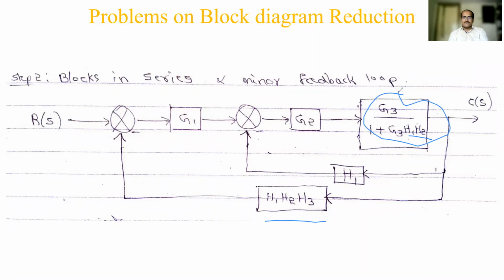So what is the next step now? Again, you have to start from the first step only. What is the first step? Is there any blocks in series? Look at this. G2 and this block are in series now. So this G2 will multiply with G3 divided by 1 plus G3 H1 H2.